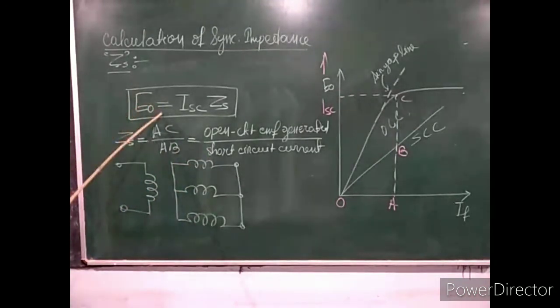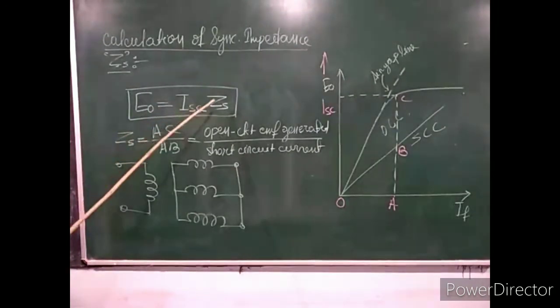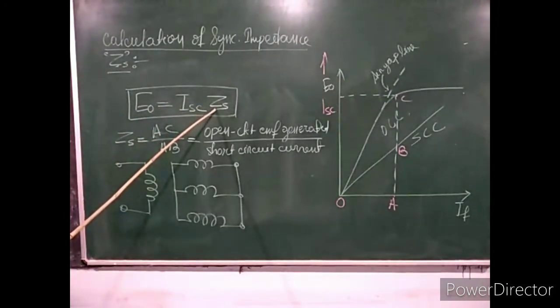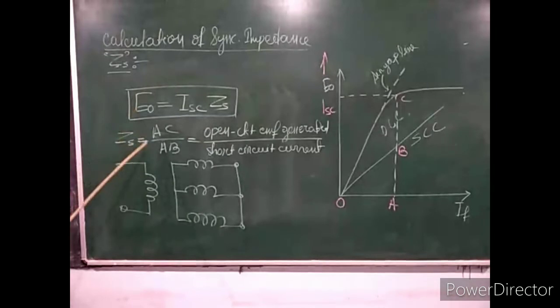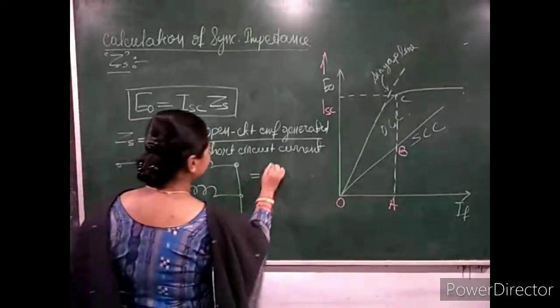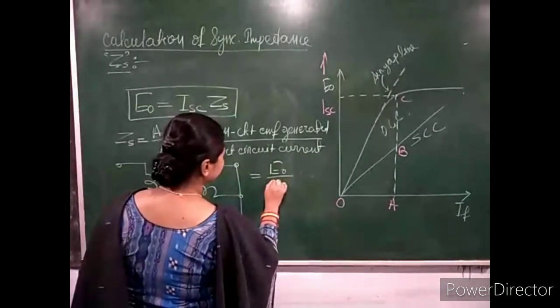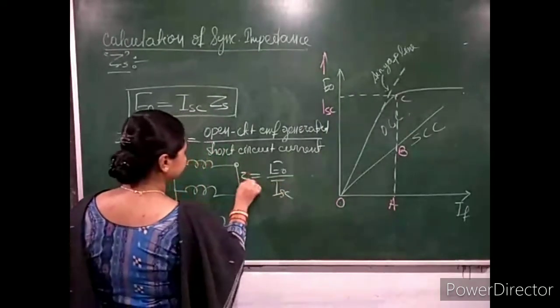Hence E0 is equal to ISC into ZS. Clear? And from this relation, ZS is equal to this open circuit EMF generated divided by the short circuit current. So ZS is equal to E0 by ISC.